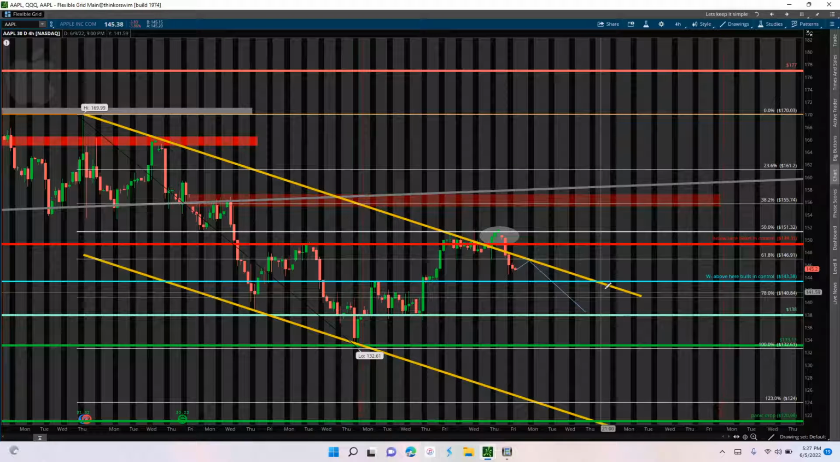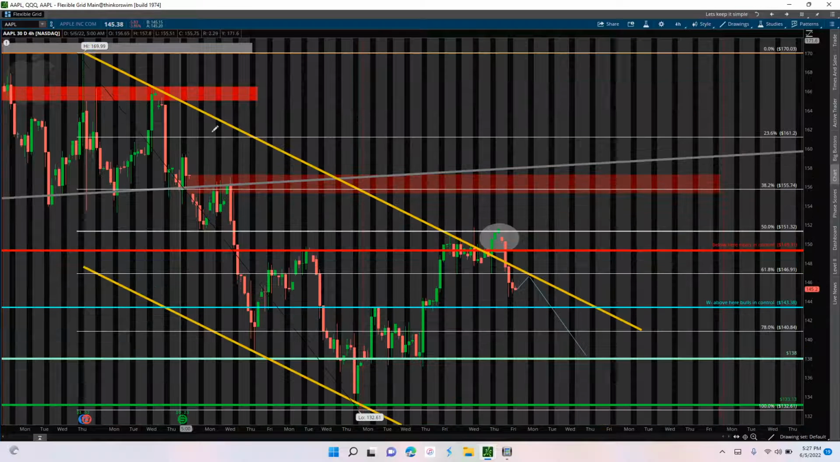If 143 does not hold, we can come to 140, 138. Now notice here it says above, bulls are in control. That means that if you see price just hanging around here, it'll eventually break out again and the bulls will try to bring it back up. But bulls have to defend 143. If they cannot defend 143 and fall below it, then that's not good for the bulls and the sellers are in control. Bears are in control.